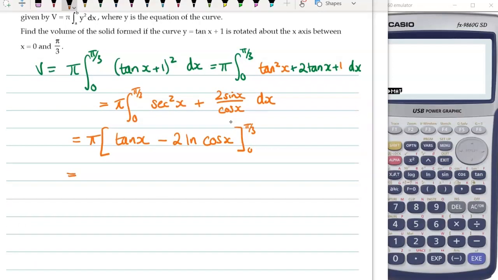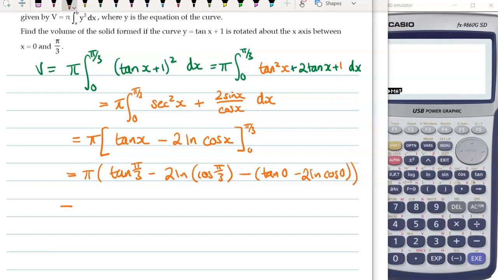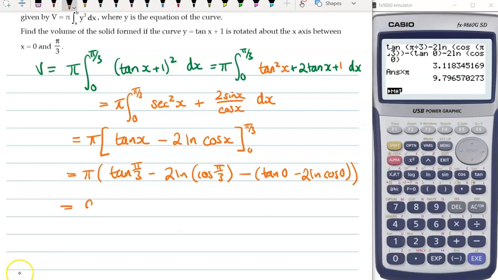Okay, then we're going to substitute in. So pi, tan of pi by 3 minus 2 log times cos of pi by 3, and then take away tan 0 and minus 2 log cos 0. And I'll just pop that all into the calculator. That comes to 9.8 units cubed, because we're doing a volume.